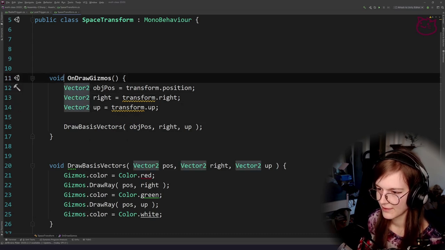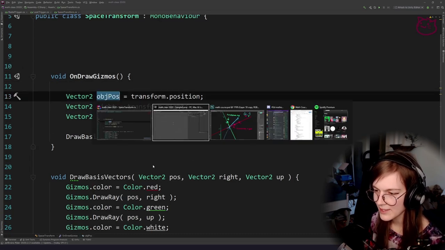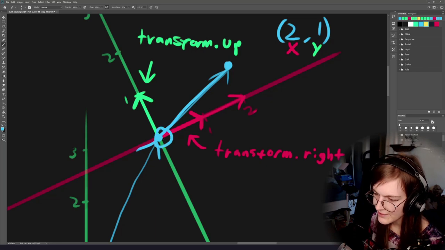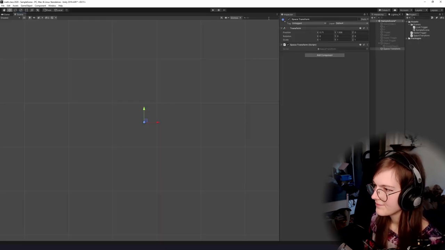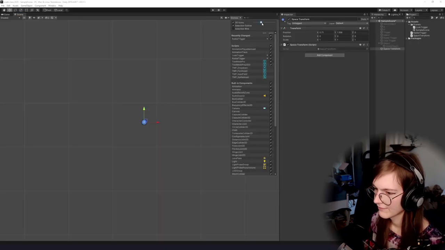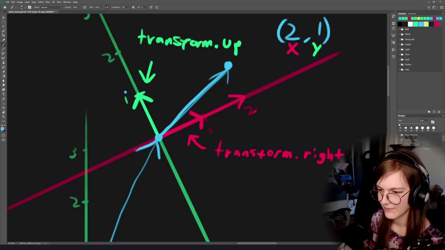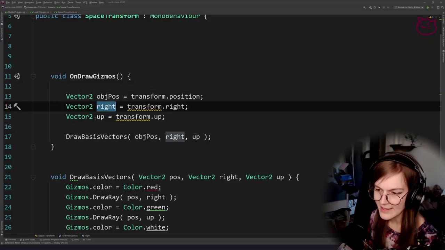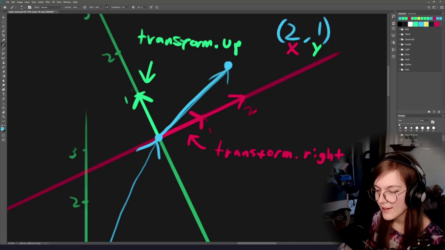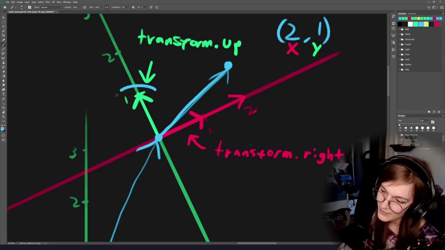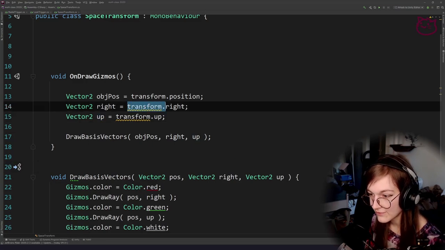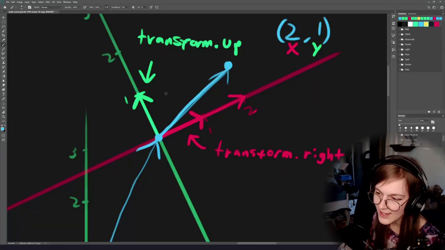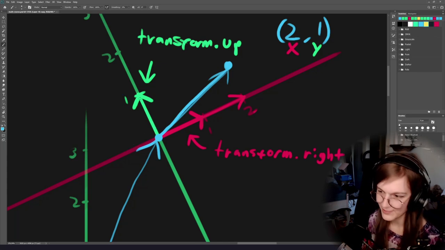Cool. Okay, so what we have now is object position is the blue dot here. Actually, maybe we should make this one blue just to match the diagram. There we go. And then we have right and up. So right and up in this case, that's the basis vectors of this transform. And when you do transform.right and transform.up, you get these directions in world space.